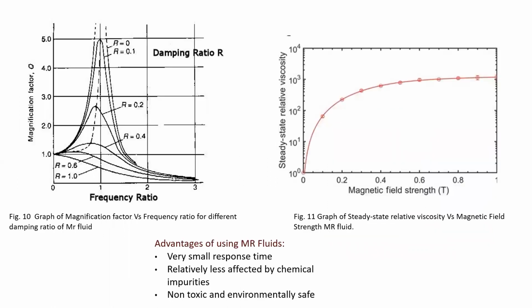Here in the MR fluid, this is a magnification ratio versus the frequency ratio. This graph we have drawn here, for R, the zeta value is equal to 0.4, 0.2, 0.1. If you change the damping ratio, zeta, then your magnification ratio will change. But this is for one oil.